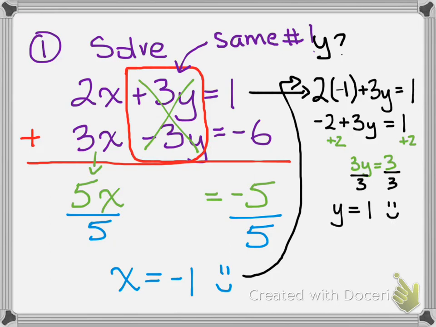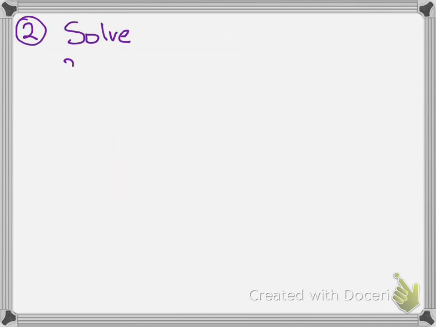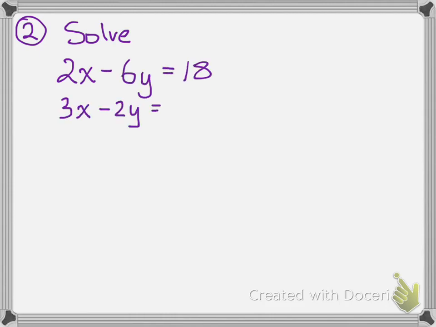So the key to this whole thing working was the fact that the coefficients in front of the y matched up, and that let us cancel things out. So now, if we look at solving another problem, 2x minus 6y is 18, 3x minus 2y is 13, well, we have a bit of a problem. We don't have coefficients that match up. But we do have a 6 and a 2, which are close enough.